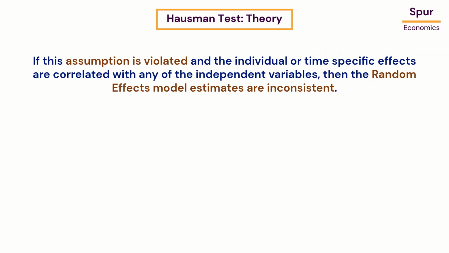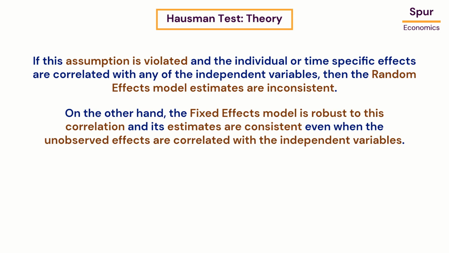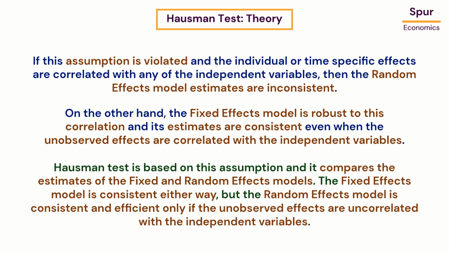If this assumption is violated and the individual or time-specific effects are correlated with any of the independent variables, then the random effects model estimates are inconsistent. On the other hand, the fixed effects model is robust to this correlation and its estimates are consistent even when the unobserved effects are correlated with the independent variables. The Hausman test is based on this assumption and it compares the estimates of the fixed and random effects models.